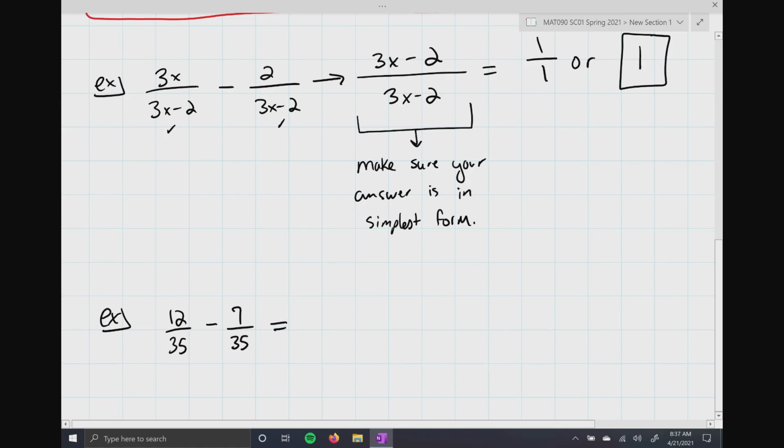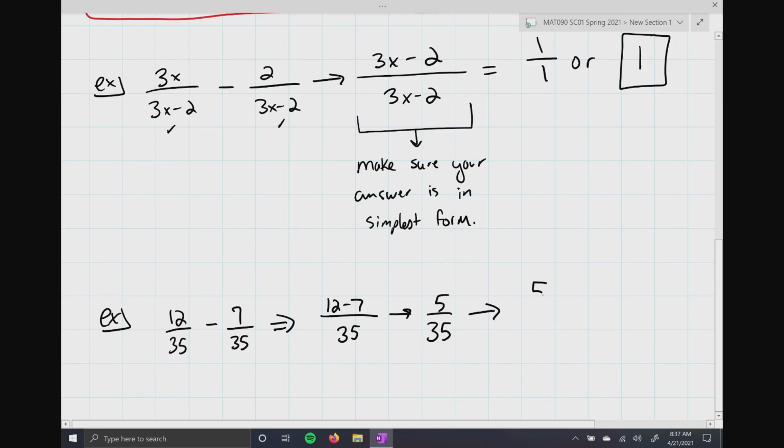So you did this a long time ago. What you would have done is you would say, okay, denominators are the same, so I'm going to write it once. I'm going to take 12 minus 7 in the numerator. Now I'm actually going to subtract the numerator. 12 minus 7 is 5 over 35.